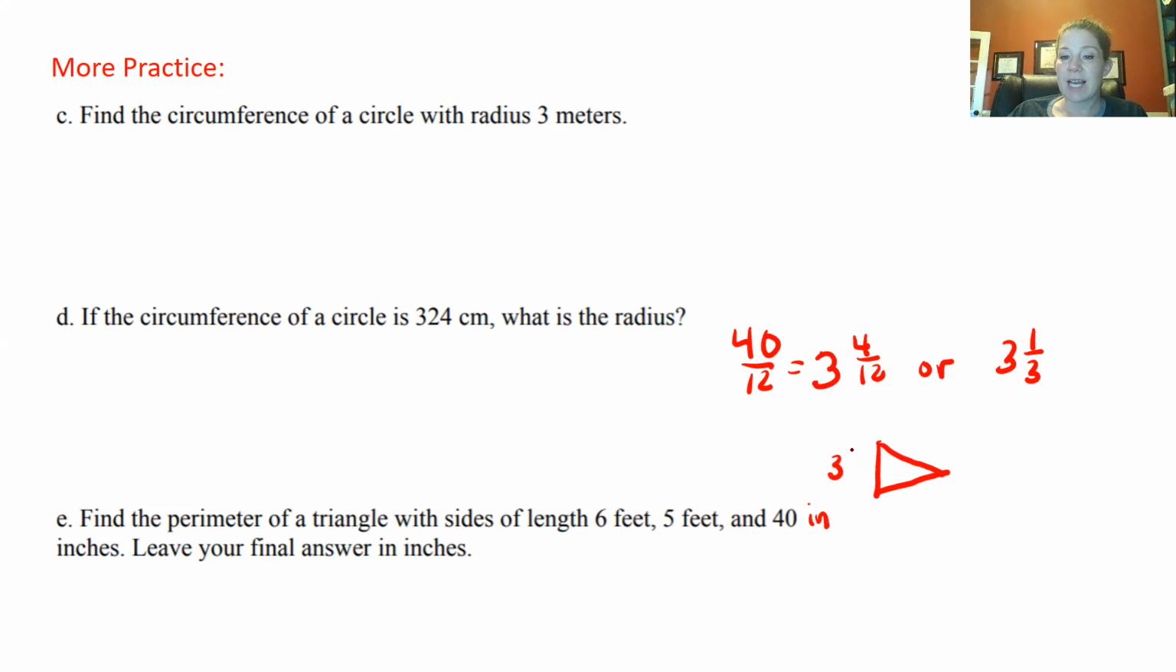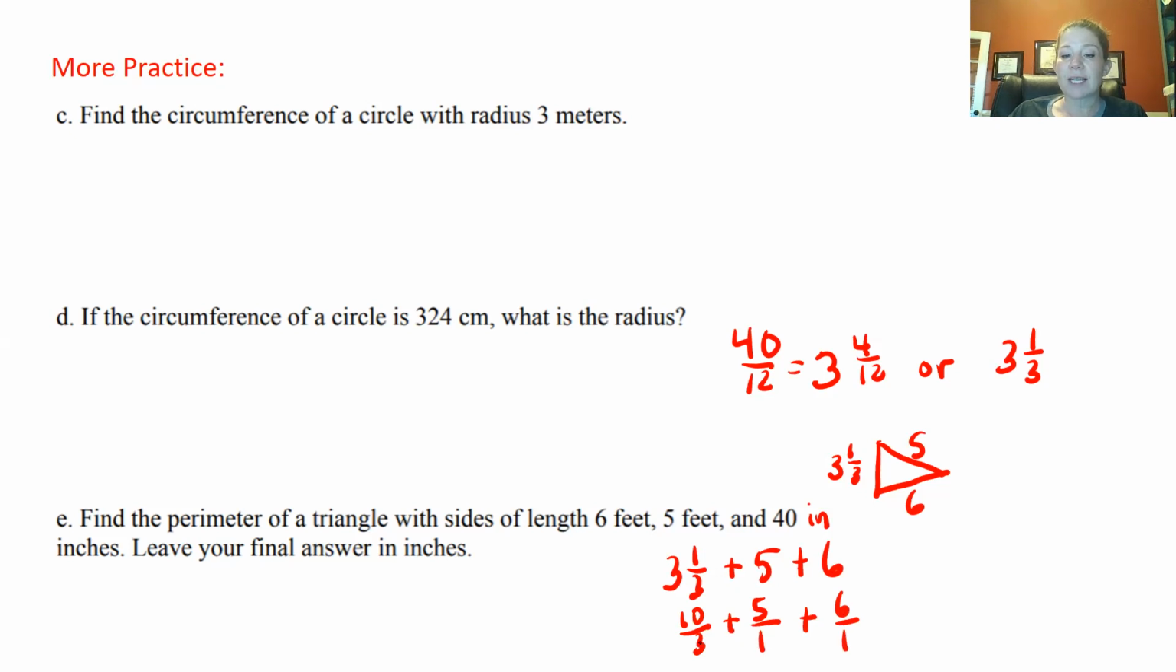All right, so the shortest side is 3 1/3 feet. We have 5 feet and we have 6 feet. So we're going to add 3 1/3 plus 5 plus 6. Now this is getting tricky because in order to add these, we have to have common denominators. We'll go ahead and turn it into an improper fraction. So this will be 3 times 3 is 9 plus 1. So this is 10/3. If we turn 5 into a fraction, it's 5/1 plus 6/1.